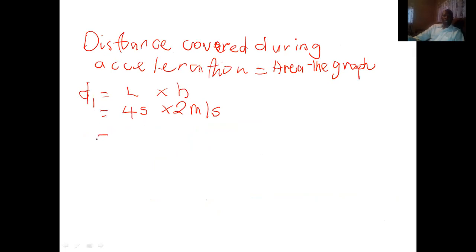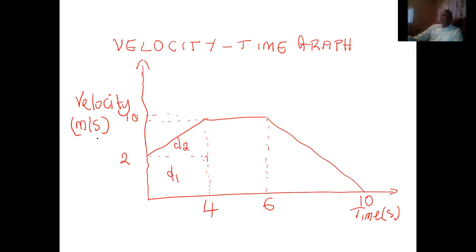What you find here is that the second and the second are going to cancel. So what we're going to have is 4 times 2, which is 8 meters. So the distance covered for D1, for this area under the graph, is 2 times 4, which is 8. So we also get the area under the curve for the triangle.